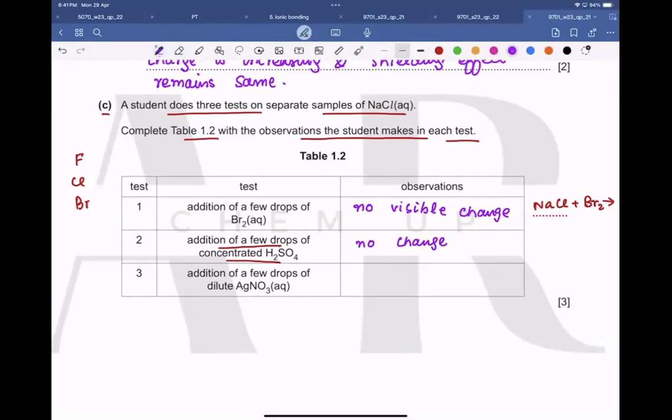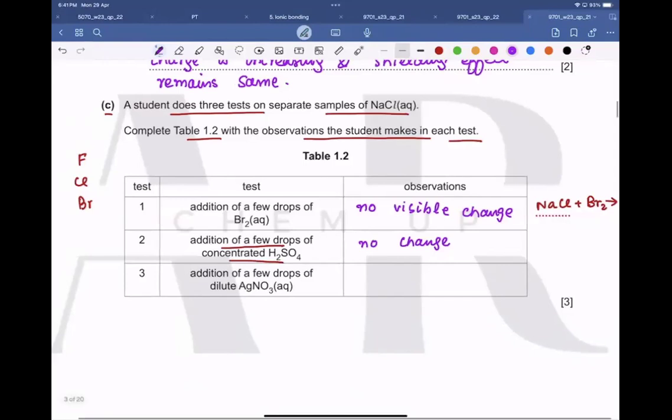Okay. Now addition of a few drops of silver nitrate. So when we do add the silver nitrate, we know there are chloride ions, and silver chloride is an insoluble compound. So as the silver nitrate has been added, we are going to observe a white precipitate, and these white precipitates are of silver chloride. So you are going to observe white PPT over here. Is this clear to all of you?